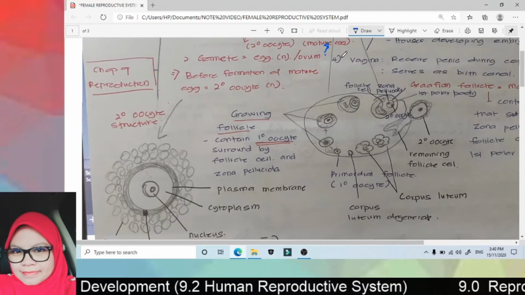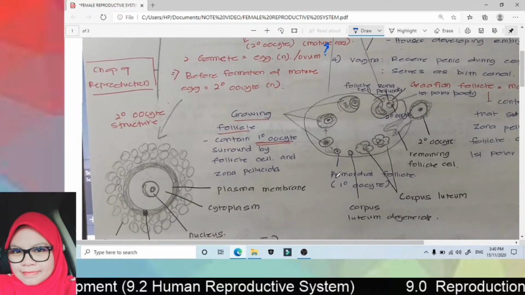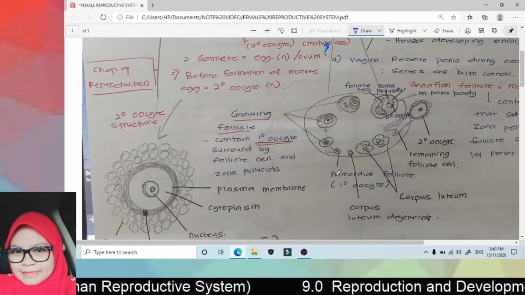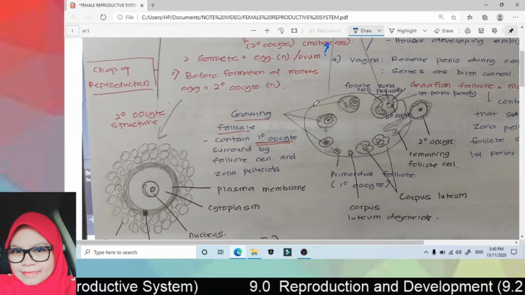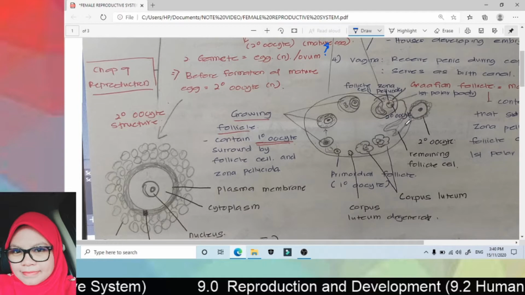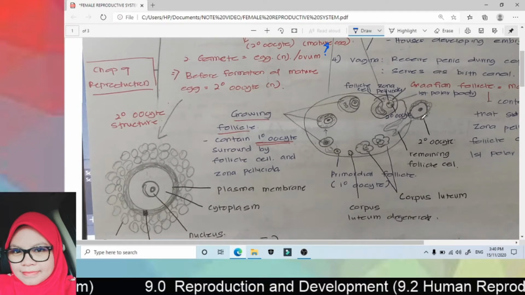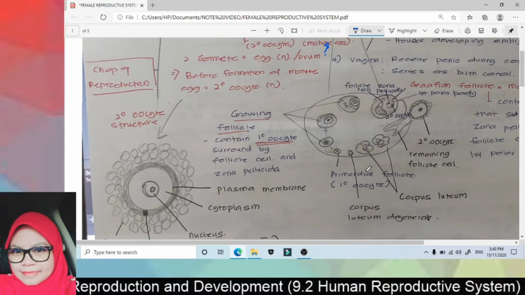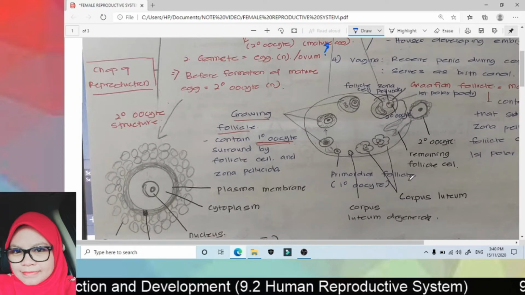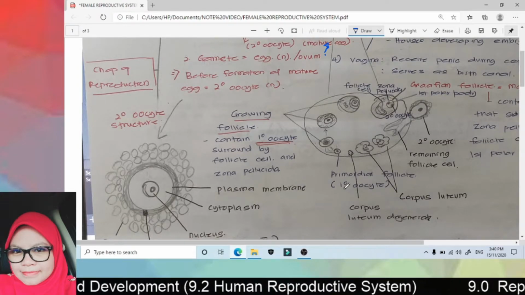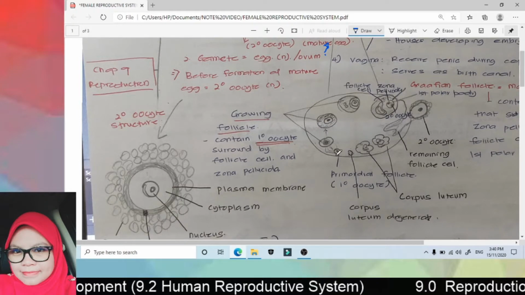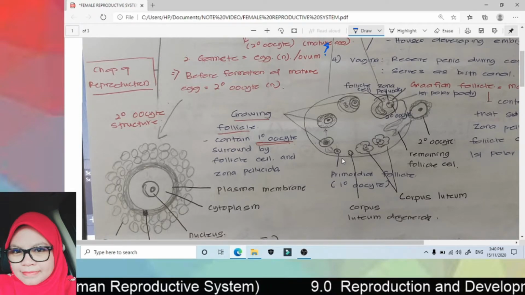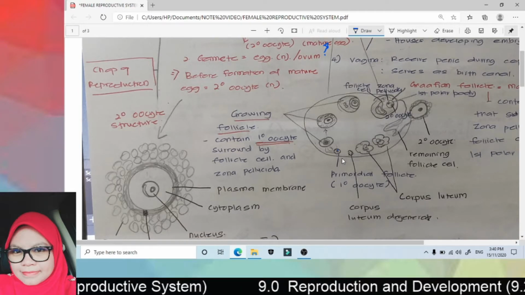Okay, then let's study actually what is inside of female ovaries. Okey, ini adalah keratan rentas dalam ovari. Apa yang kita boleh nampak dalam ovari adalah tentang development of follicle. Okey, in ovari akan ada primordial follicle. So, apa itu primordial follicle? Primordial follicle is a follicle that contains a primary oocyte and is surrounded by one layer of follicle cell. So, maksudnya ada satu layer follicle cell dan di dalamnya mengandungi primary oocyte.